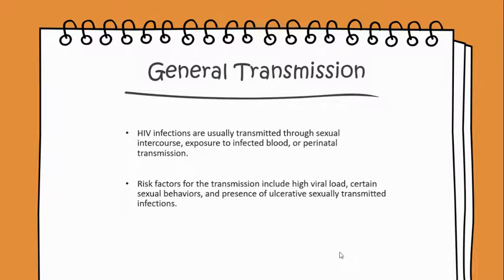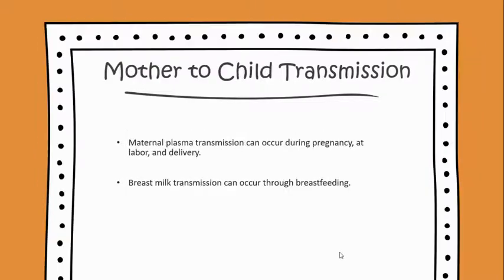HIV is usually transmitted through sexual intercourse, exposure to infected blood, or perinatal transmission. Risk factors for transmission include high viral loads, certain sexual behaviors, and the presence of ulcerative sexually transmitted infections.